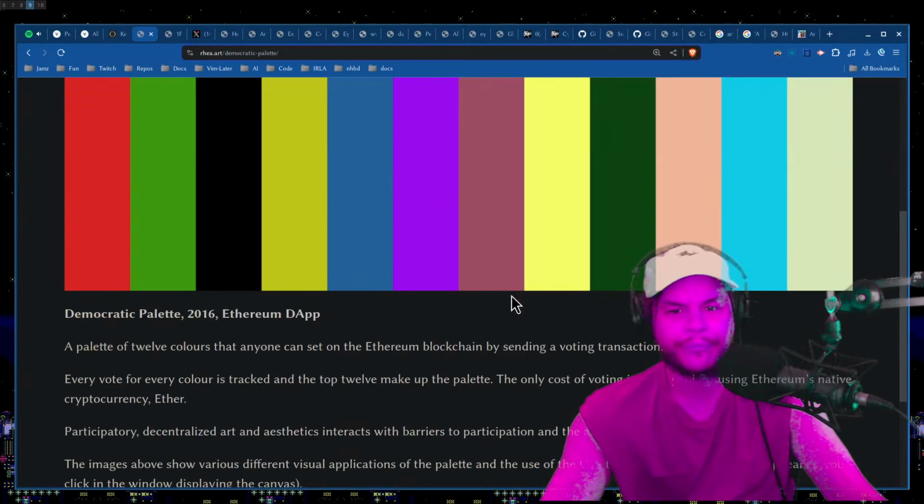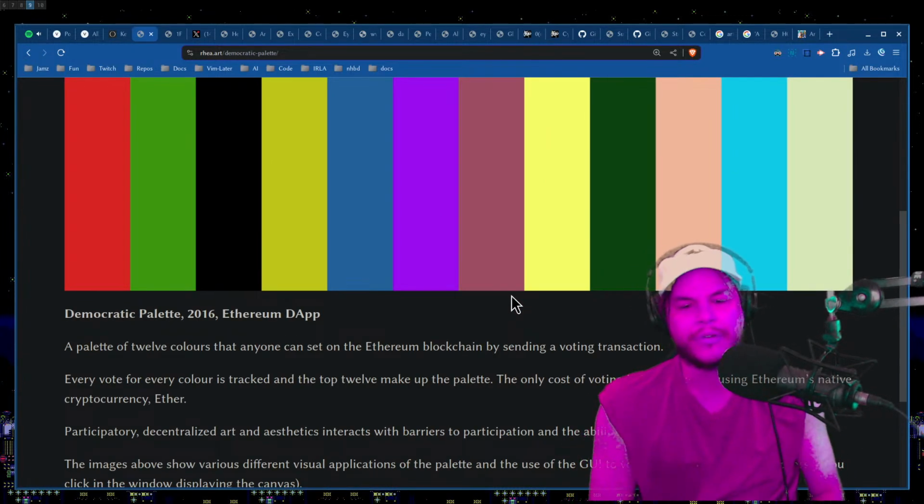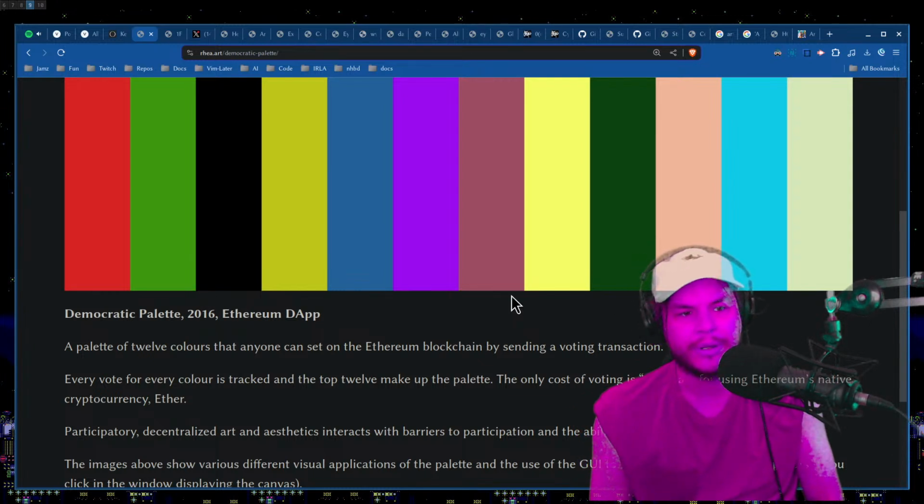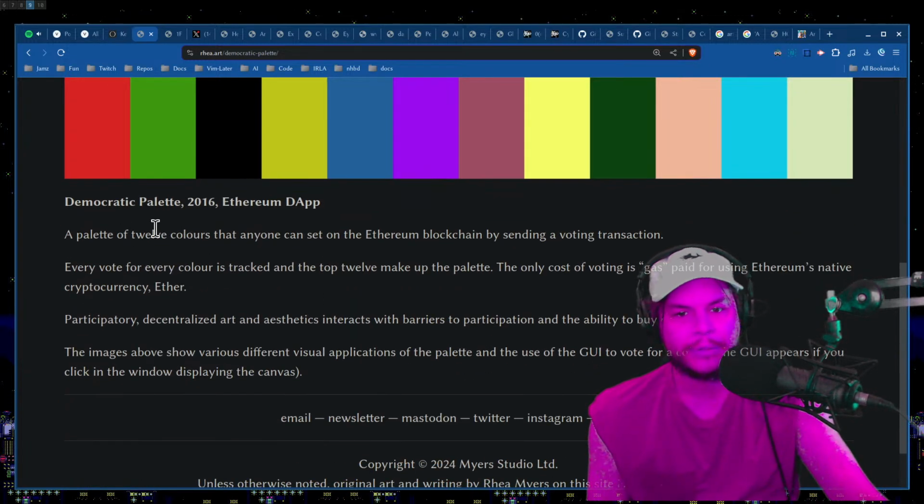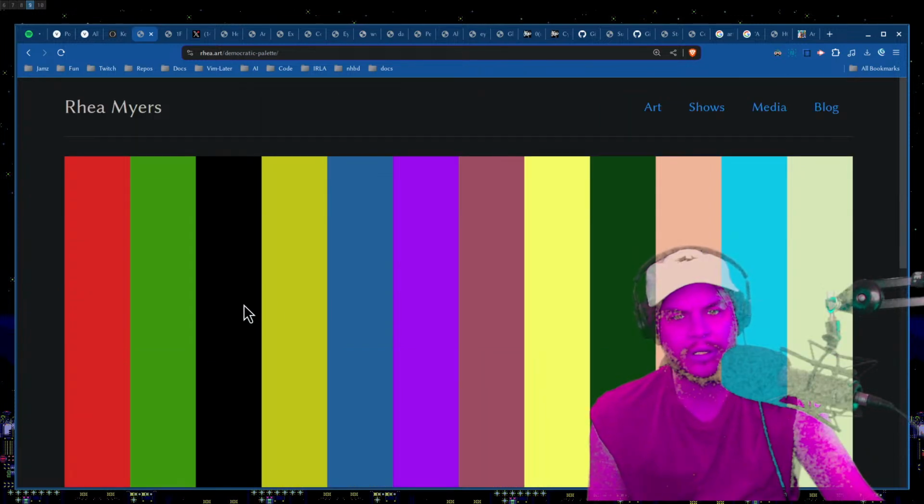Democratic Palette. A democratic palette is a palette of 12 colors that anyone can set on the Bitcoin blockchain by sending a voting transaction. For every vote, each color is tracked, and the top 12 make up the palette. The only cost is gas paid in Ethereum's native cryptocurrency, Ether. Participatory decentralized art and aesthetics interacts with barriers to participation and the ability to buy democracy. The images above show different visual applications of the palette and use the GUI to vote for the color. The GUI appears if you click on the window displaying a canvas.